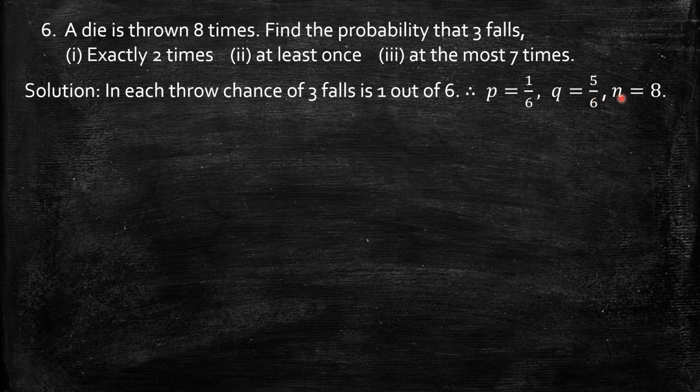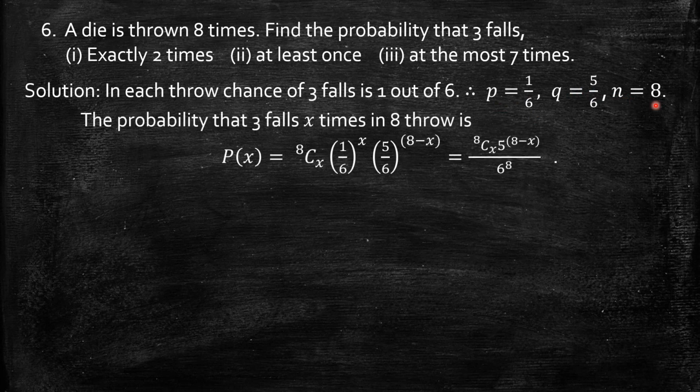N, the total number of trial. So we have thrown the die 8 times, so N is 8. So the probability that 3 falls x times in 8 throws is nothing but the probability function here, P of x equal to 8Cx, 1 by 6 power x, 5 by 6 power 8 minus x. So 1 by 6 power x and 1 by 6 power 8 minus x. So we can take the indices law here, so that gives 1 by 6 power x plus 8 minus x, that is 1 by 6 power 8. So we have P of x now is 8Cx 5 power 8 minus x by 6 power 8.